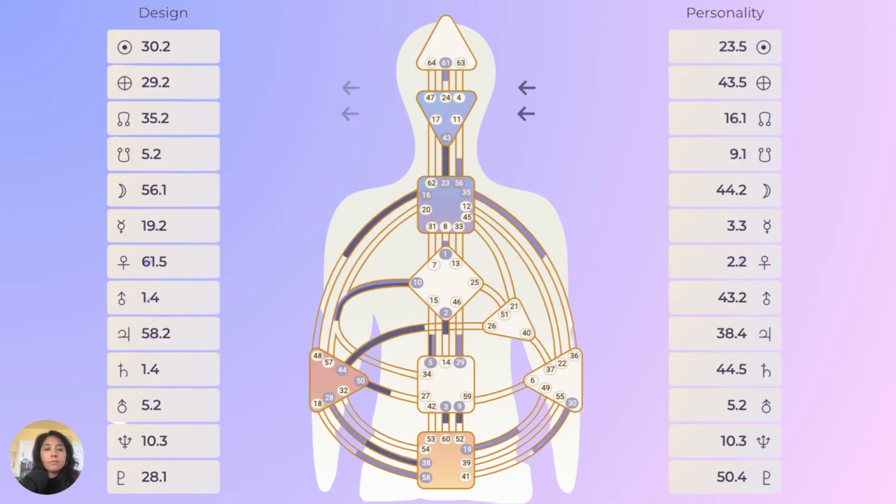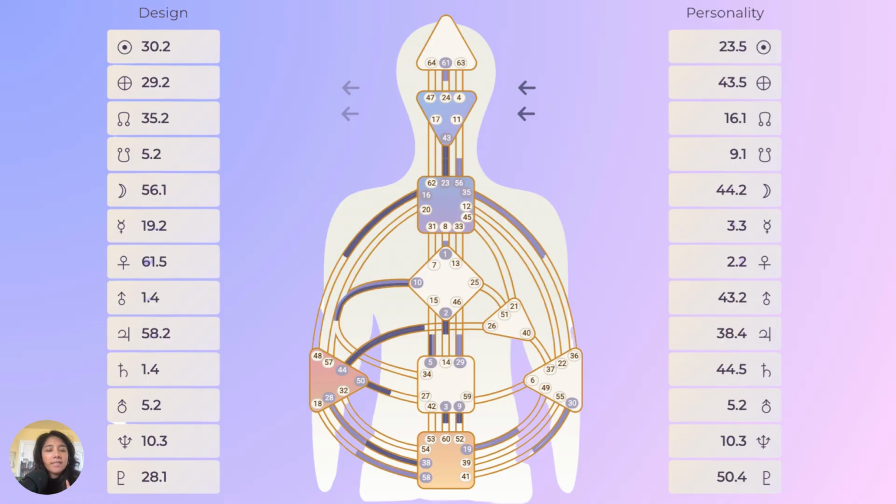Boom. Their authority is right here. This is a splenic being. This is a very intuitive person. And I want you to see right here. So they're very intuitive. They are going to be speaking the things that actually matter to them. When they find meaning and value in something, that's what they're going to be communicating.